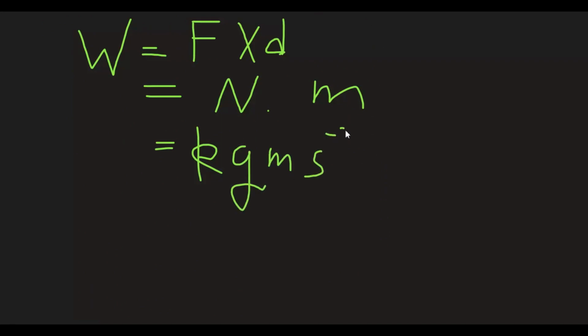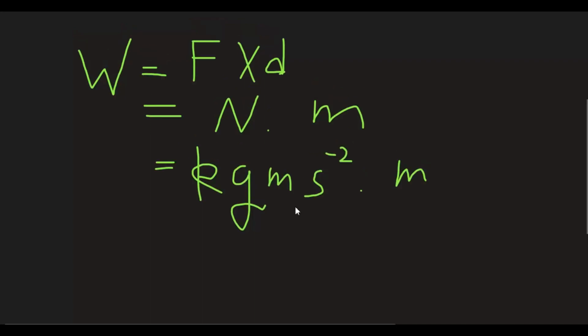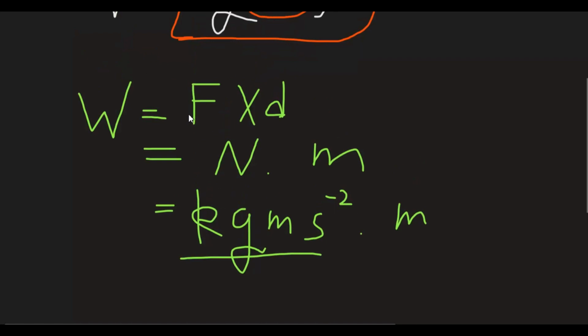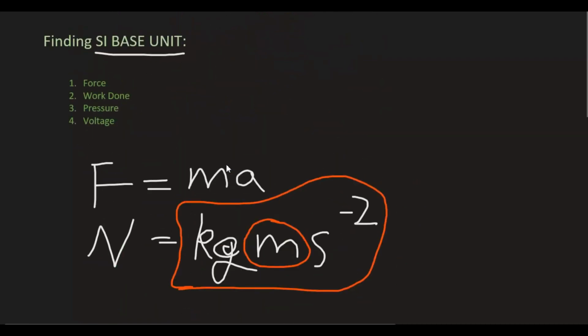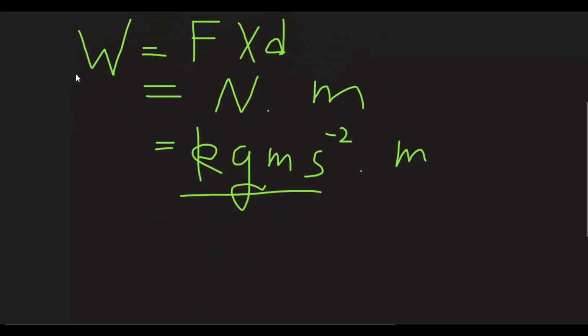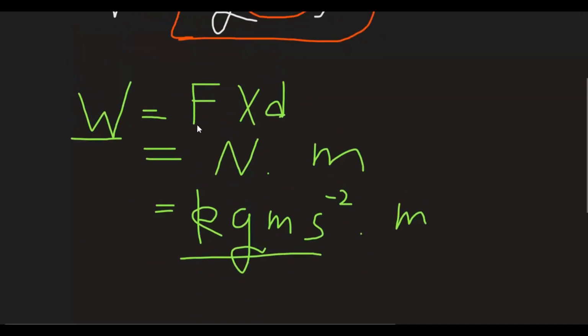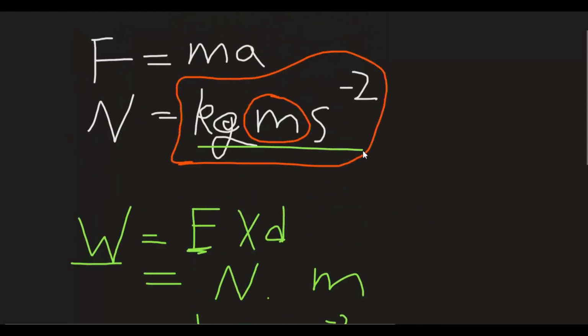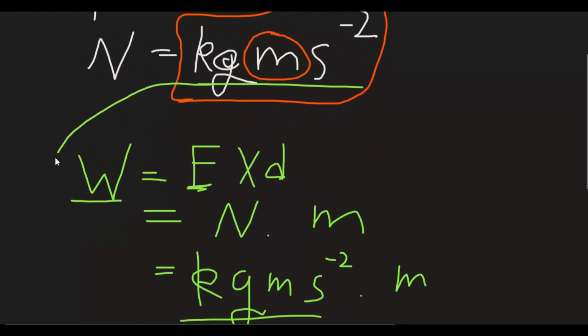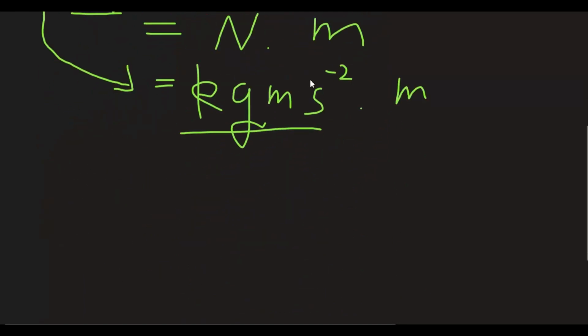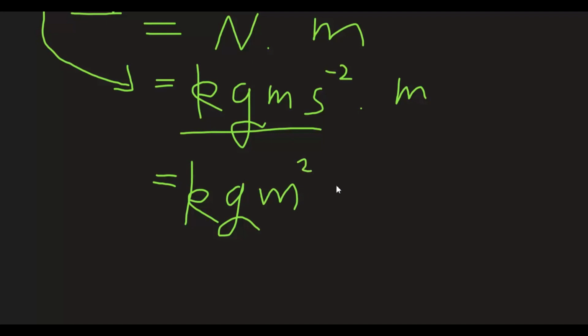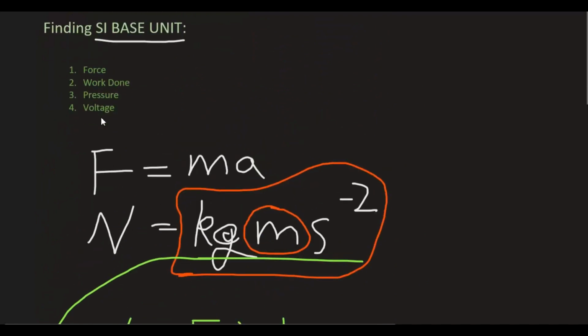meter s inverse 2 meter. Let me repeat how I found this one. We know that the unit of force is Newton, but we need the SI base unit for finding the SI base unit of work done. So we know that the SI base unit of force is this one. We use that, and if we simplify it, we can write first kg and then meter into meter, which makes it meter square, and s inverse 2. As simple as that.